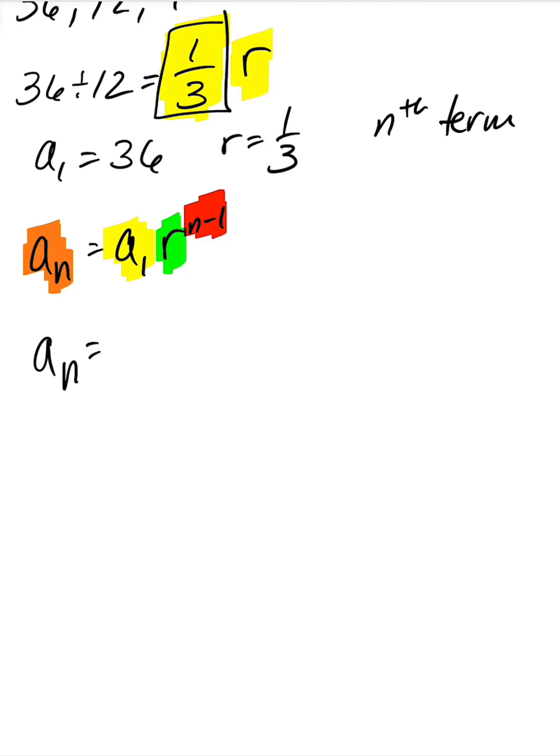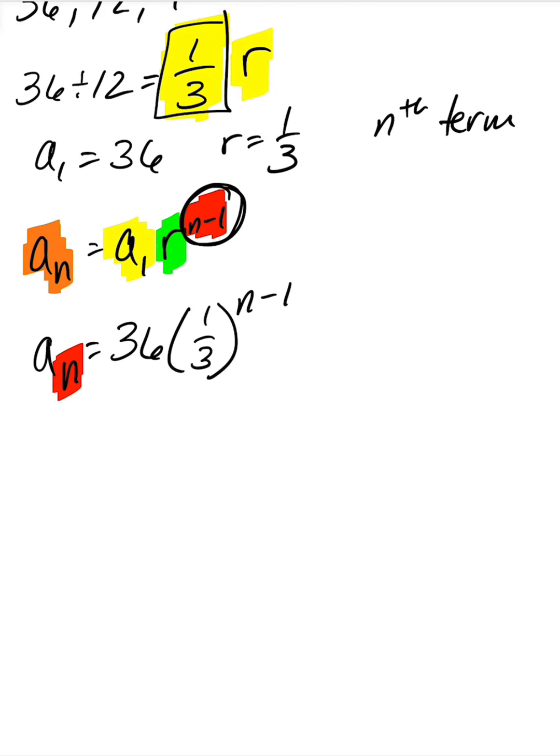So it's going to be a_n equals, and then what's my first term? 36. And then you're going to know your r, which is 1/3. And again, you don't know your n, right? This term right here, you don't know. That's the one that you want to find. So that's the key to this. And so it's found right here. So it's going to be whatever term you want to find, minus 1.